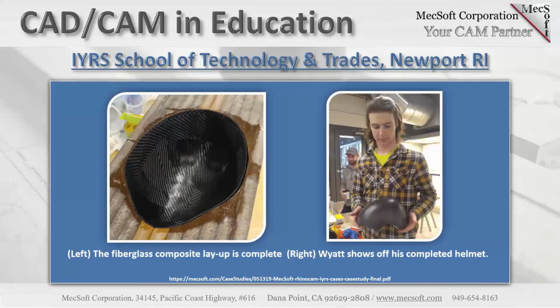On this slide, on the left, you see the bicycle helmet after it's been laid up with the fiberglass composite material. So it's coated in resin, and the materials fit into the cavity to form the outer shell of the bicycle helmet. And on the right, you see Wyatt, again, showing off his end result.